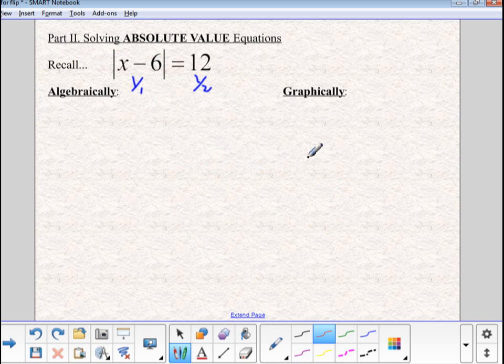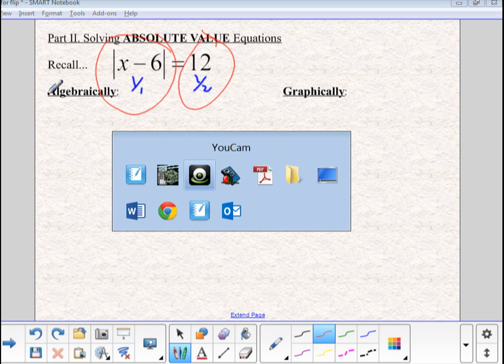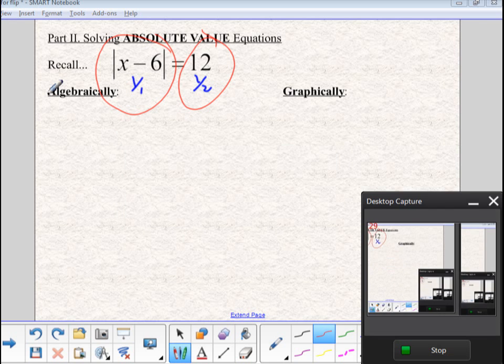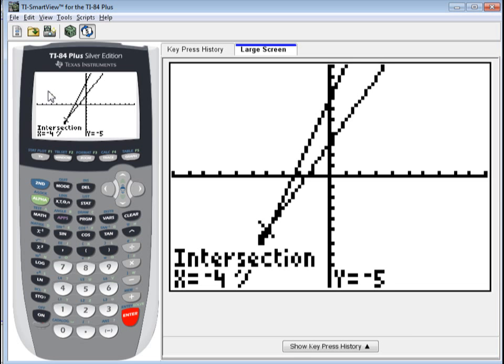Here's an absolute value equation. So let's take a look at how you would put that in. So again, I want to compare the left side and the right side. This time I want to see when they're equal. And again, you could solve this algebraically pretty easily, but I want to show you what it looks like on a graph. So let's take a look at our calculator and put in the absolute value of x minus 6.